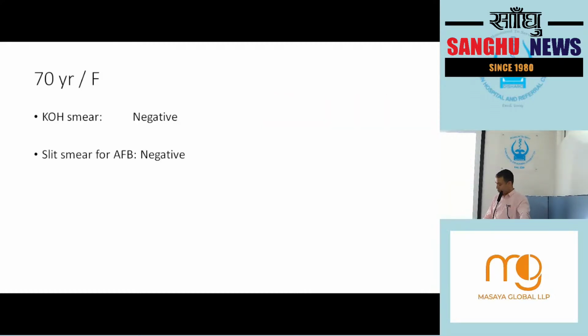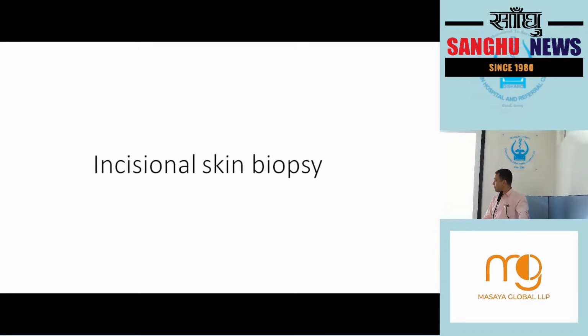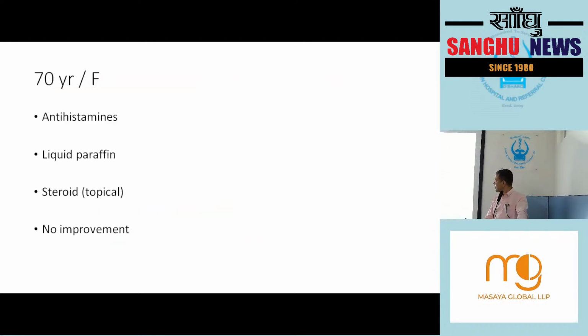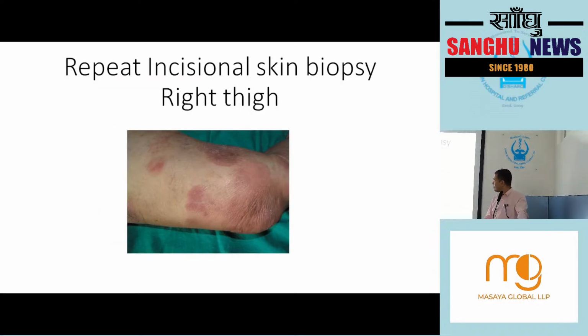QAS was done, which was negative. Split for leprobacillus is also negative. Incisional biopsy was done, and it was reported as a conjunctive. With this, I agree with this diagnosis as well, because it mimics. Patient got some treatment, but there is no improvement.